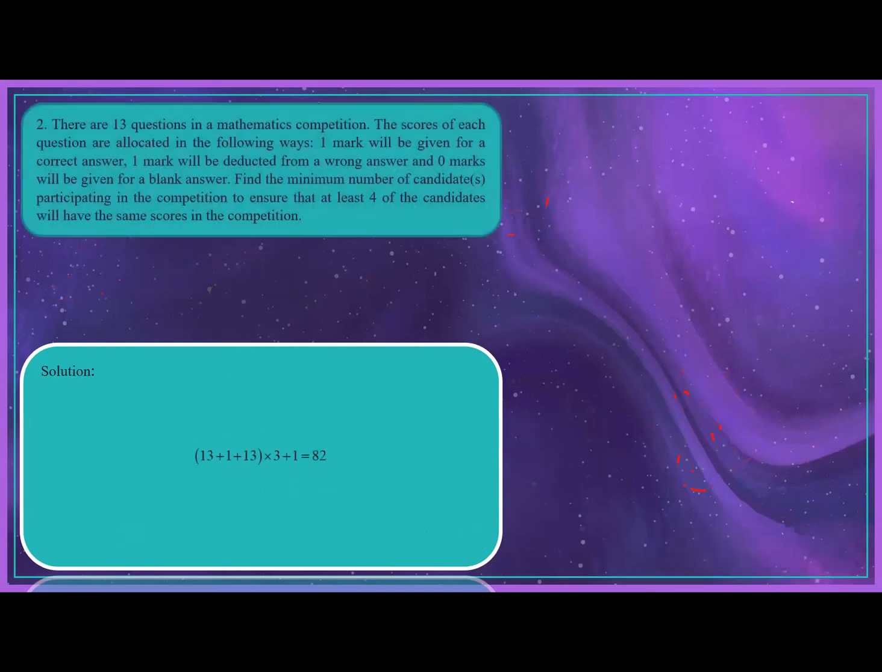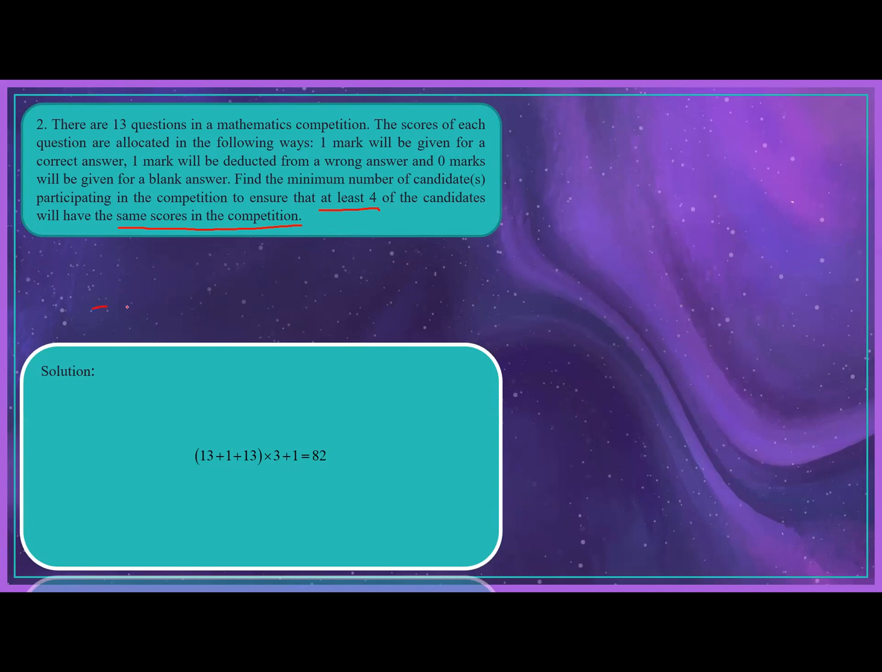Number 2. There are 13 questions in a mathematics competition. The scores of each question are allocated in the following ways. 1 mark will be given for a correct answer. 1 mark will be deducted for a wrong answer. And 0 marks will be given for a blank answer. Find the minimum number of candidates participating in the competition to ensure that at least 4 of the candidates will have the same scores in the same competition.